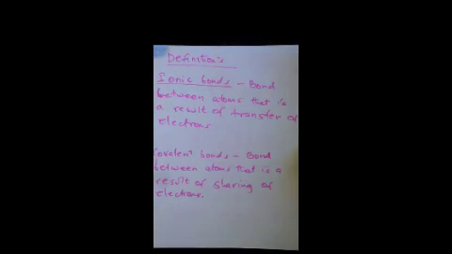On the other side, covalent bonds do not involve transfer of electrons. Instead, they involve sharing of electrons. You find that one atom shares electrons with another to form a covalent bond. But in ionic bonds, electrons are transferred from one atom to the other.